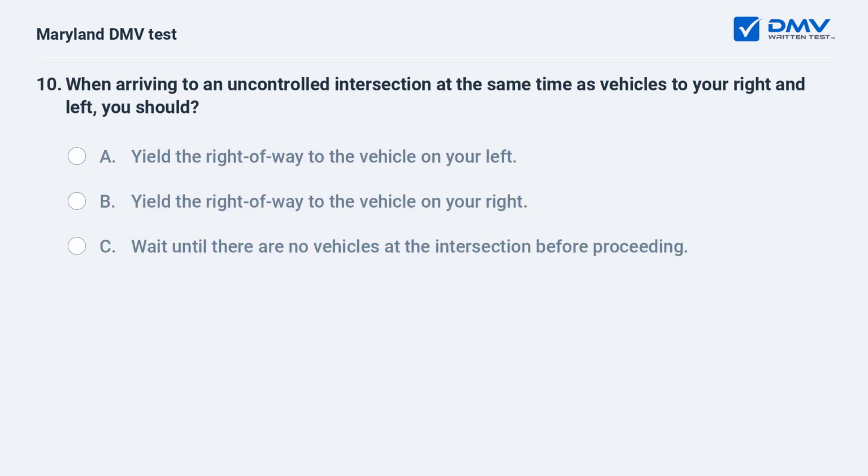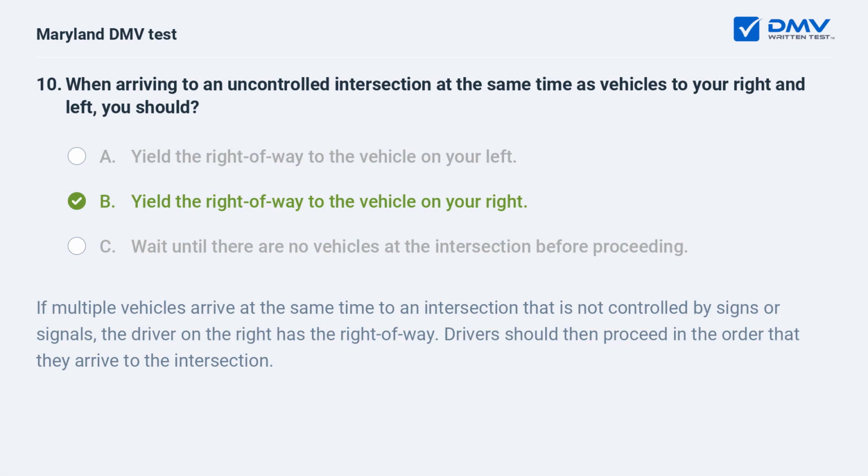When arriving to an uncontrolled intersection at the same time as vehicles to your right and left, you should A. Yield the right-of-way to the vehicle on your left. B. Yield the right-of-way to the vehicle on your right. C. Wait until there are no vehicles at the intersection before proceeding. B. Yield the right-of-way to the vehicle on your right.